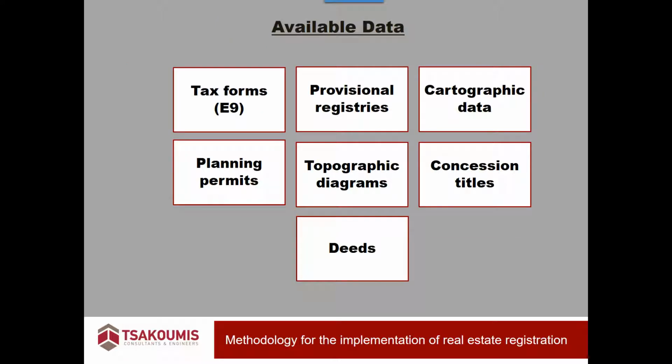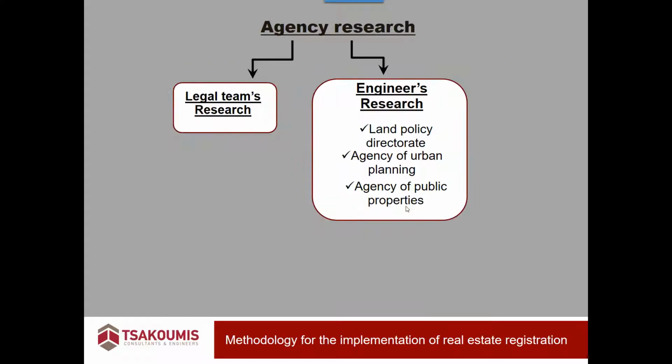First, we start with collecting any available data that the property's owner may already possess. This can be the so-called E9 tax forms, planning permits, topographic diagrams, property deeds, leases, concession titles, and so on. At the same time, there is also a twofold search in all related government agencies.